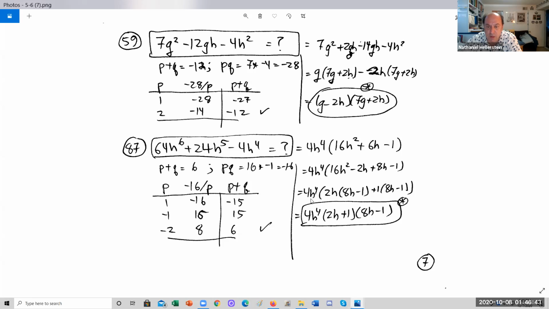Here it is. We bring down the 4h to the 4th, which we shouldn't forget along the way. And what we're left with is 2h plus 1 here. So 4h to the 4th times 2h plus 1 times 8h minus 1.